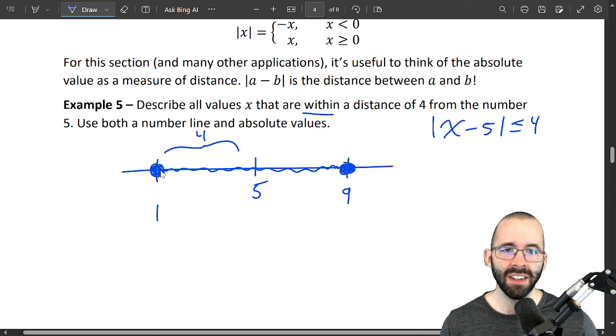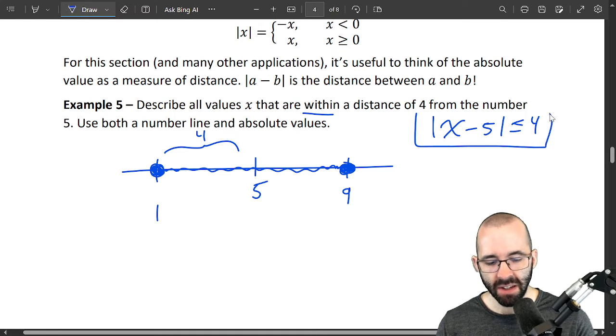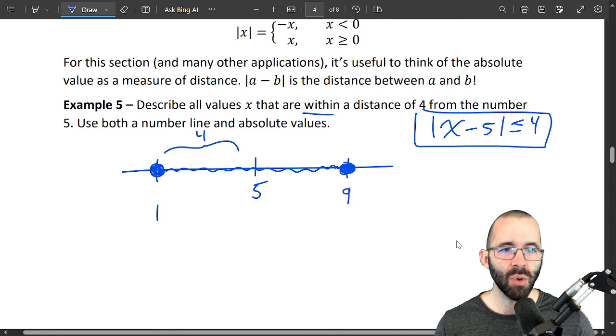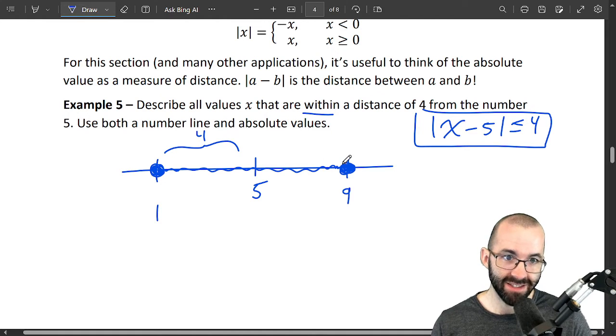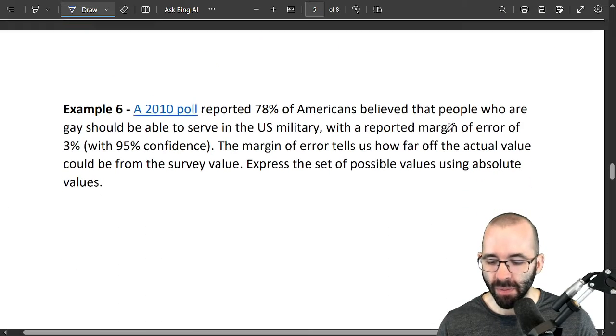Well, any day. So that's how it looks on a number line. And this is how it looks with absolute values. So you can see where we're going with this. We're going to eventually solve absolute value inequalities, and we can think about those as distance questions.